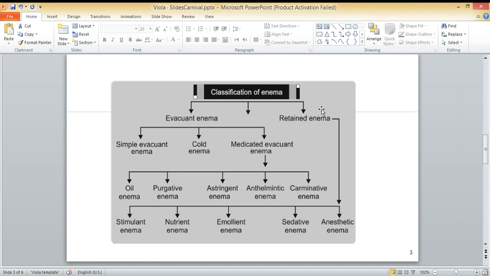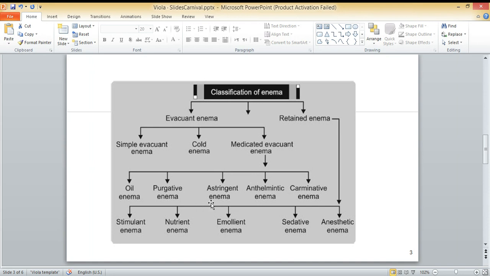In the case of retention enemas, they produce the same effect as an evacuant enema, but they are mainly intended to remain in the rectum for a longer period of time, penetrating and thus lubricating the feces further. Retention enemas tend to be oil-based. So here I've also given different classifications of different types of evacuant enemas and retained enemas. But the use of each of these types of enemas and their purposes I will be discussing further on.